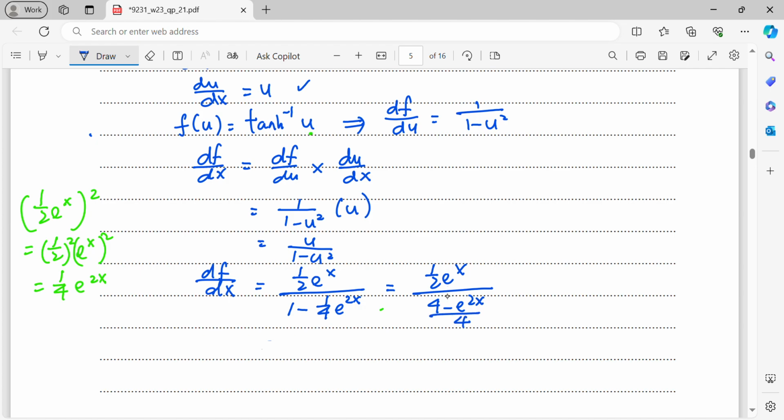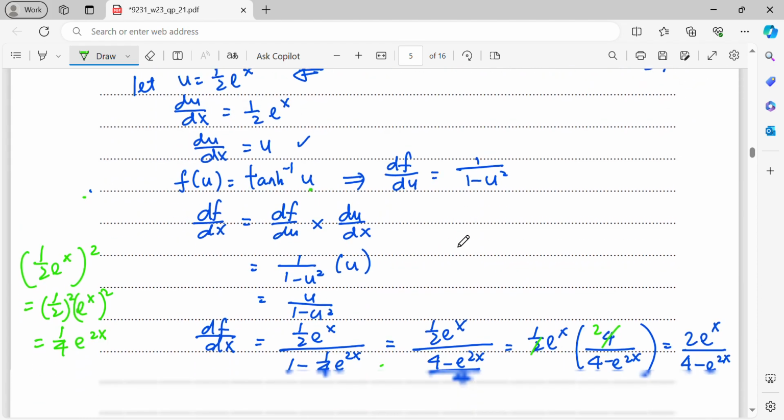So the 4 I move up. Alright, so this is going to be half e^x multiplied with 4 over 4 minus e^x. So the half and 4 cancel off. Then you are getting 2e^x over 4 minus e^x. So you may use this form for the next differentiation. Alright, so now don't forget to find the value.